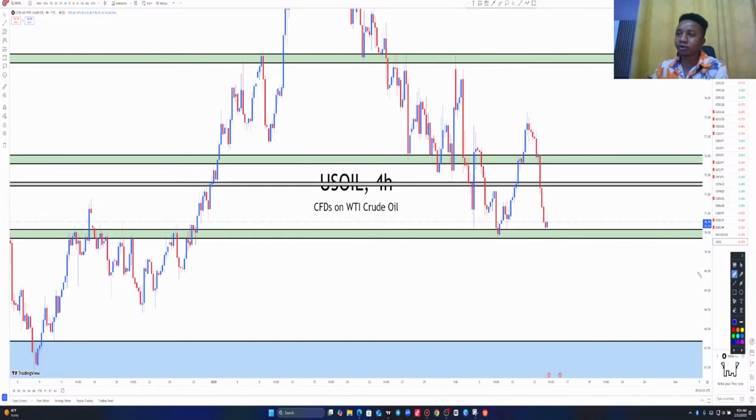Now, price has dropped all the way down again on the 4-hour, and has been able to break structure again to the downside, breaking below the zone over here, giving us a lower low here. Now, what is going to happen on US oil? Two things are going to happen.